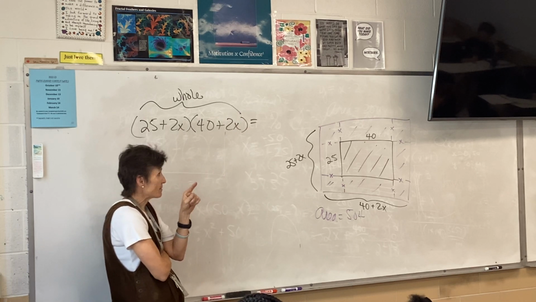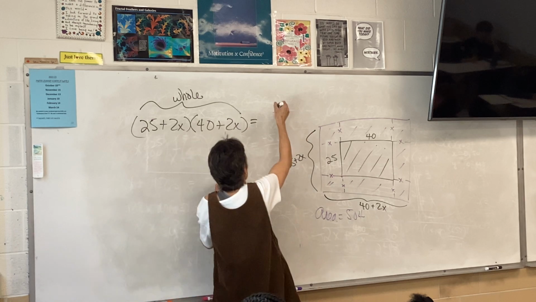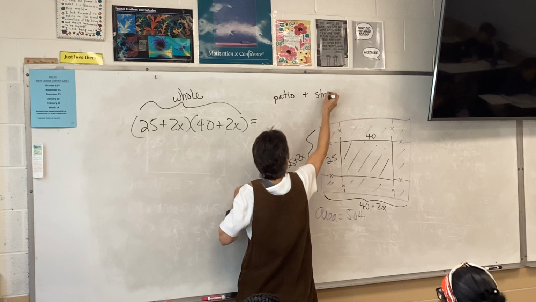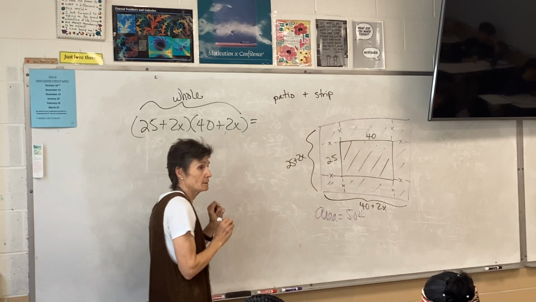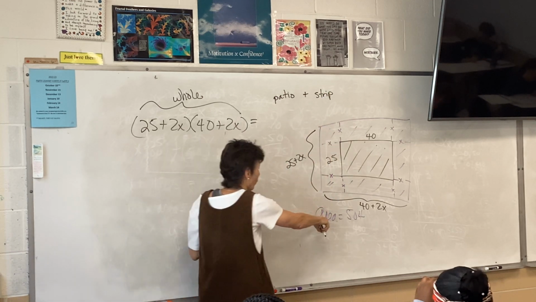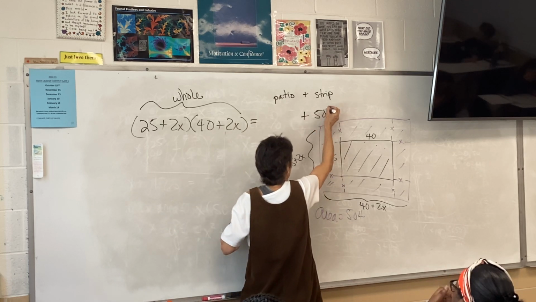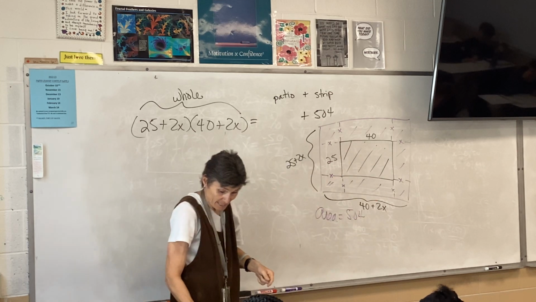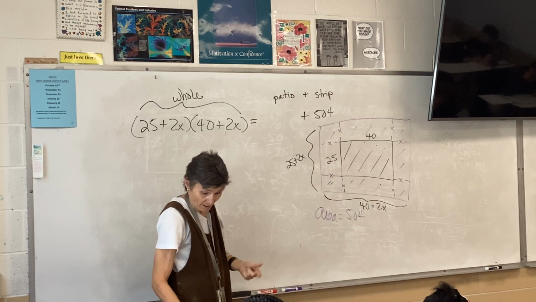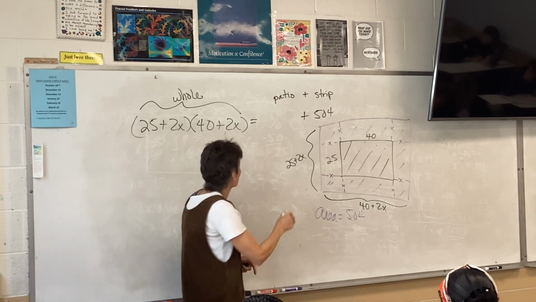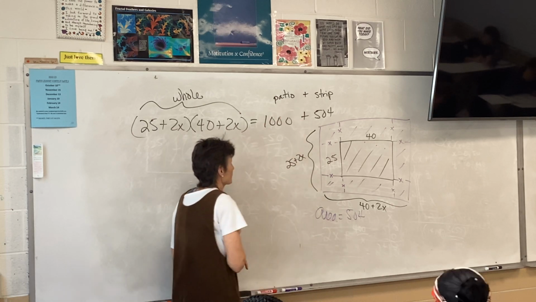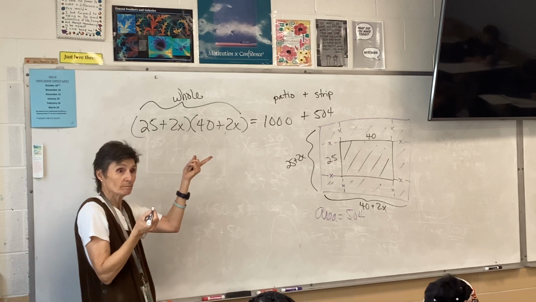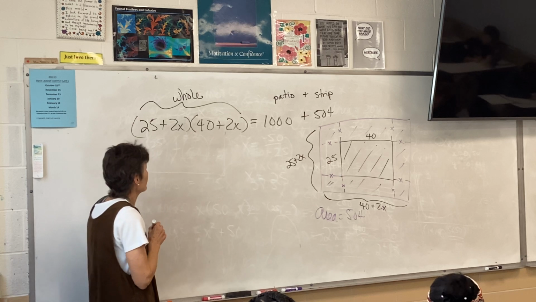But would you agree that the area of the whole thing is the area of the patio plus the area of the strip around it? And we know, because they told us, that the strip area is 504. And we know the area of the patio is 25 times 40, so 1,000. So would everybody agree there's an equation? So now we just have to figure out how to solve it.